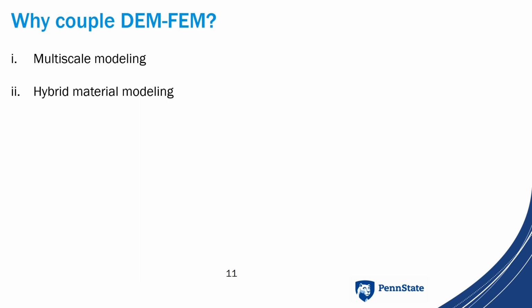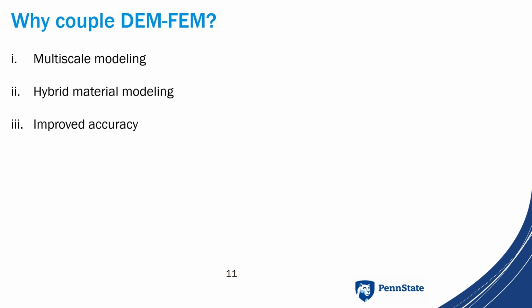Secondly, coupling of DEM and FEM enables us to model hybrid materials. Some materials exhibit behavior that cannot be accurately captured by either FEM or DEM alone. So coupling these two techniques allows us to model hybrid materials such as composites or reinforced structures where the continuum behavior of the matrix is coupled with the discrete behavior of the reinforcing particles or fibers.